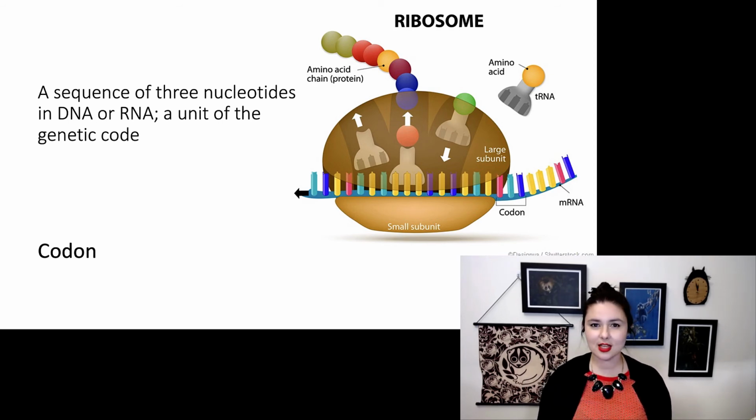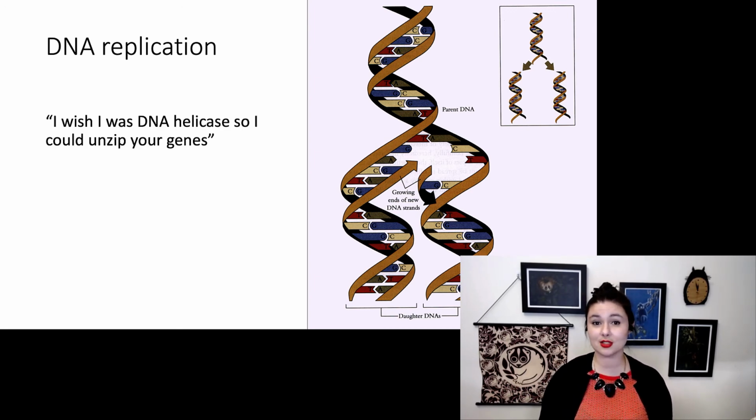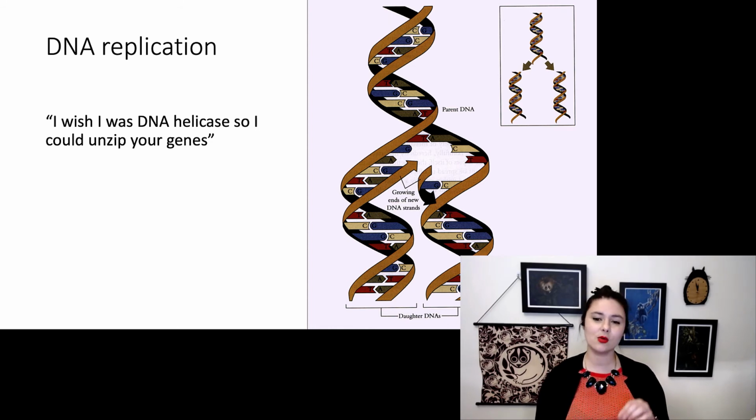But DNA can do one other thing. It can replicate itself. So if you've ever heard this pickup line, "I wish I was DNA helicase so I could unzip your genes," that's what it's referring to. DNA helicase is the enzyme that unwinds DNA so we can go in and replicate both strands, and now we have 2 identical copies. This is the reason why that complementary base pairing is so important, because to do this, we need to be able to reliably create a new copy from just half of the strand.